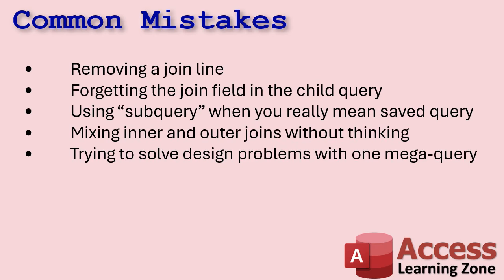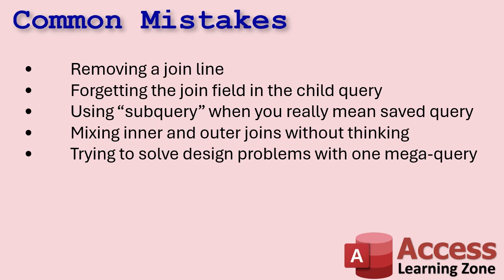Mistake number two, don't forget the join field in the child query. If you're going to join another table later, bring the key field with you, right? If you're going to join orders to order details, make sure you bring order ID in when you add that table, okay? Always bring in the IDs.